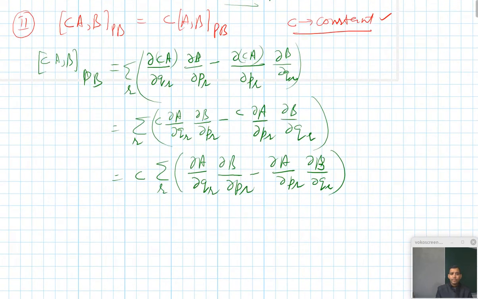So it is basically C times the Poisson bracket of A and B, so it is {A, B}, right, like this? So hence we have proved the second property. Now let me go to the next property.